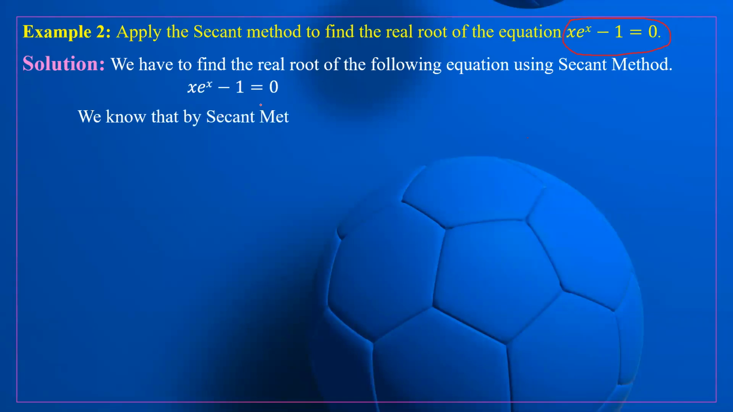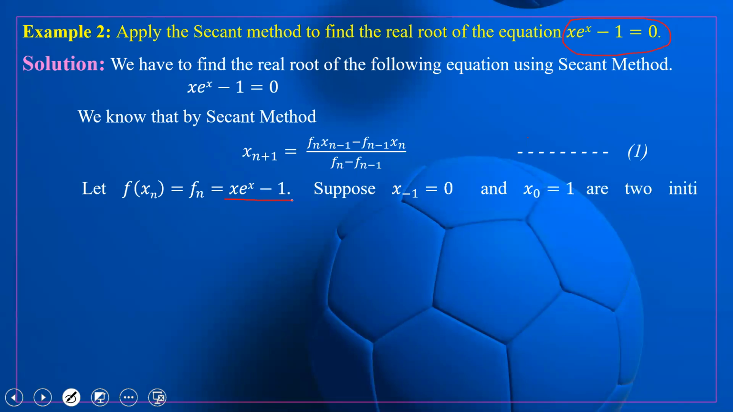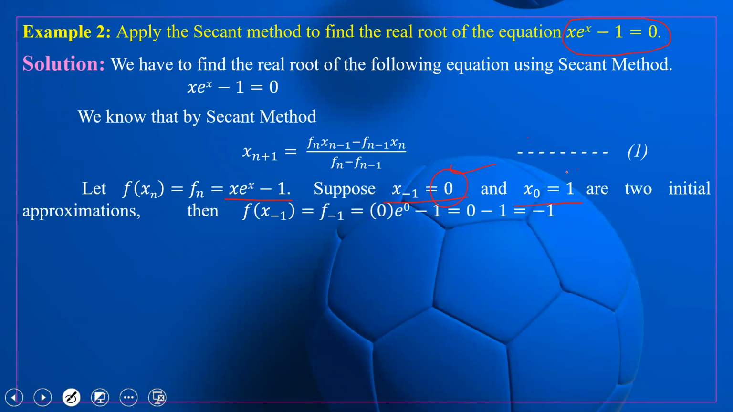We know that by the secant method, x(n+1) is equal to f_n x(n-1) minus f(n-1) x_n divided by f_n minus f(n-1). Let f of x_n be equal to f_n. We will use two approximations: the first value is 0 and the second value is 1.